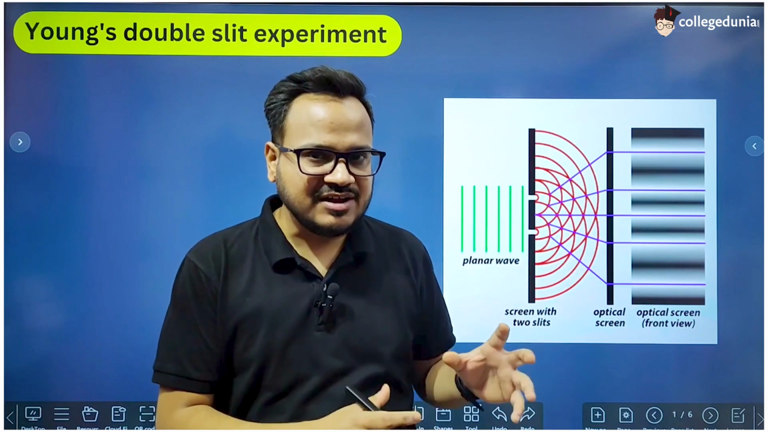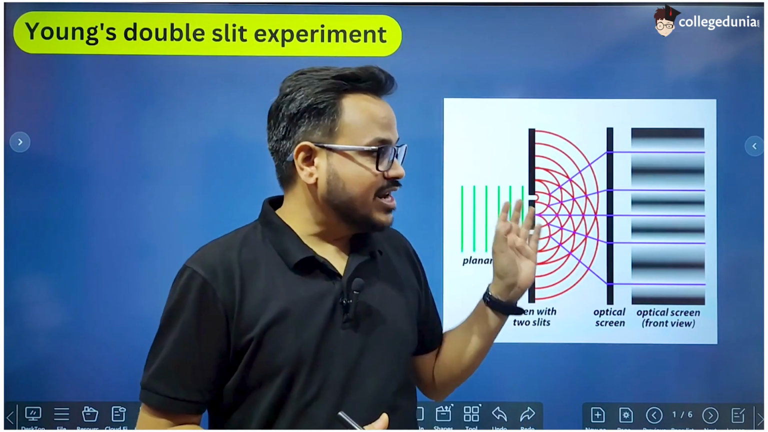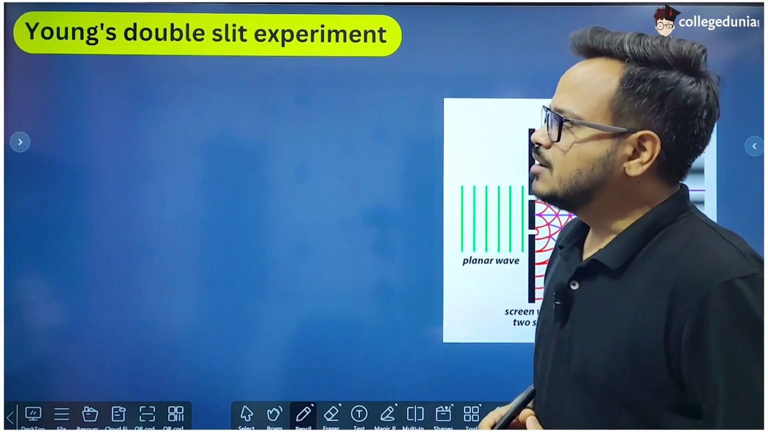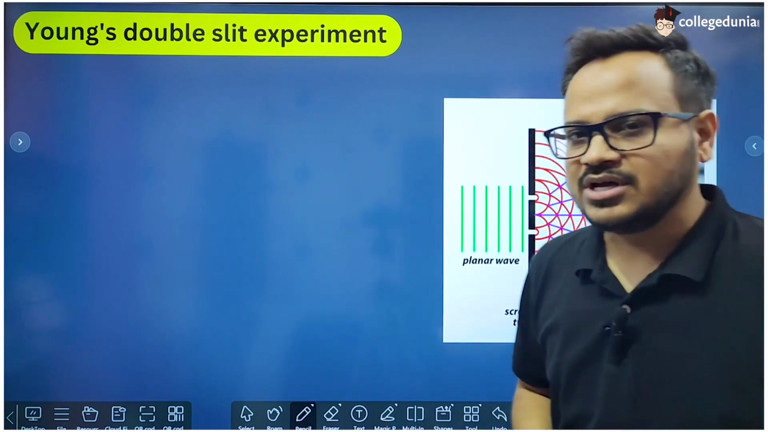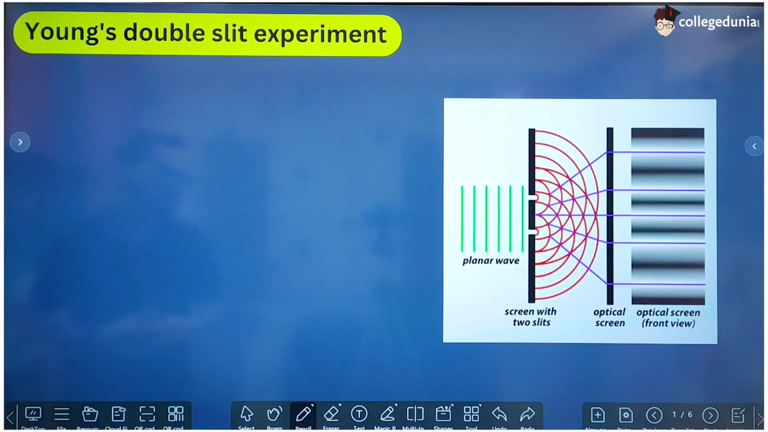There is an important derivation in this topic, 4 or 5 very important formulae, a very important diagram, and there are different types of conceptual questions that can be made based on this topic. So overall this topic is very important. Let's start. What is Young's double slit experiment?